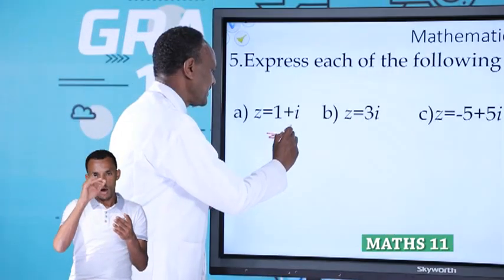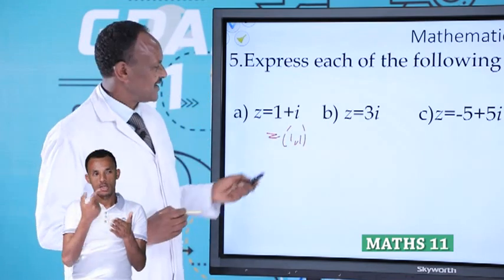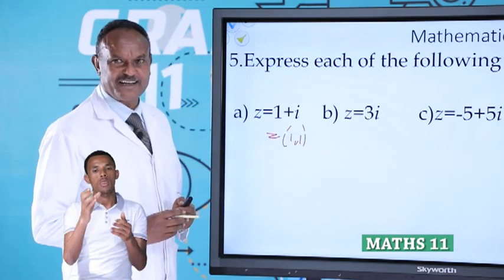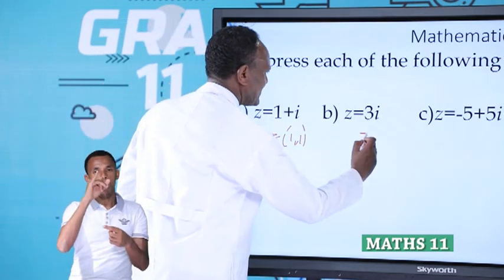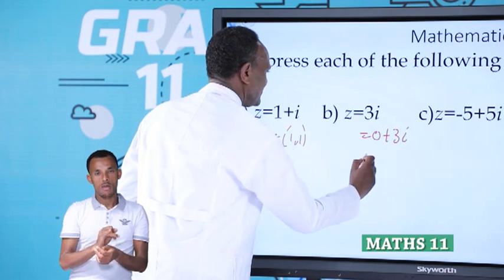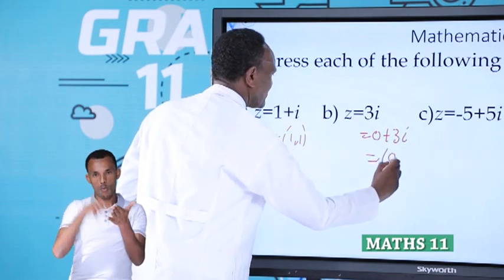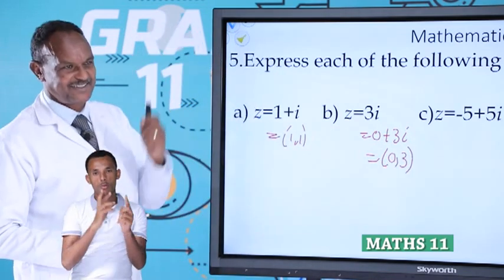1 plus i could be written as the point (1, 1). So this is a first quadrant complex number. When you are coming to 3i, this means 0 plus 3 times i. This could be written as the point (0, 3), which is found along the positive imaginary axis.